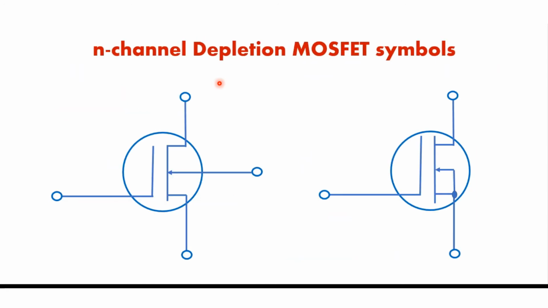N-channel depletion MOSFET symbols. If you look at this particular figure, this is the figure which shows the N-channel depletion MOSFET symbol. Here, this particular terminal is called the gate. This another terminal is called the drain. This is one more terminal of this N-channel depletion MOSFET, that is nothing but the source. And then this is nothing but the substrate.